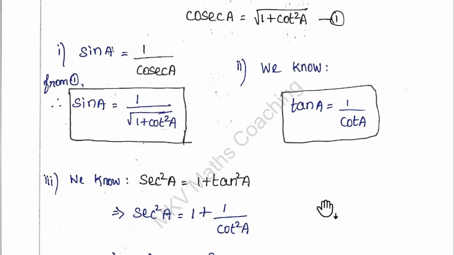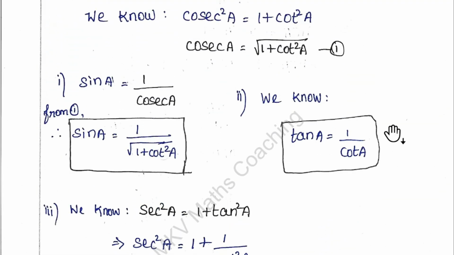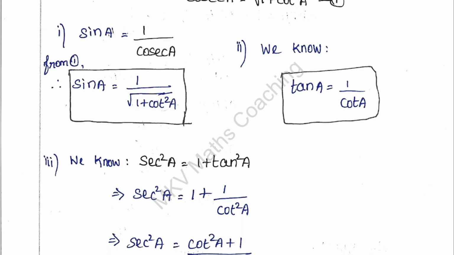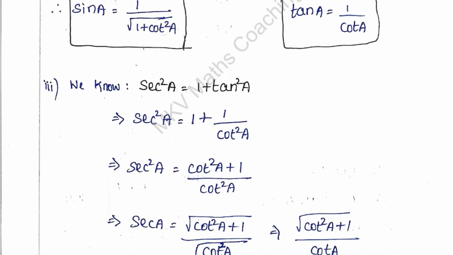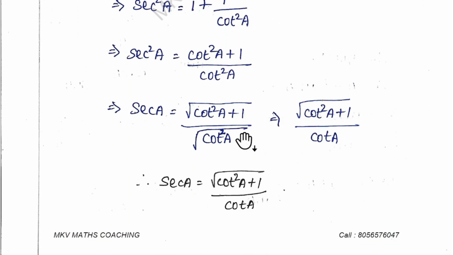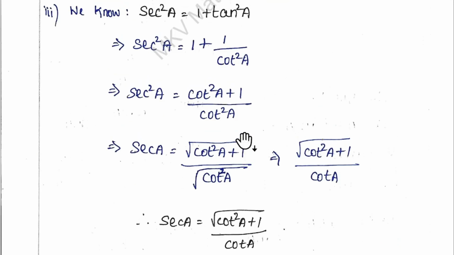Okay, so you got it. So tan is the inverse of cot, so you are getting it. Sine is the inverse of cosecant. So from the identity of cosecant, I am getting the value of cosecant, and I am taking the inverse ratio of cosecant to get the sine value. And after that, for secant, I am taking the identity and substituting the tan value. So everything I have changed in terms of cot here.